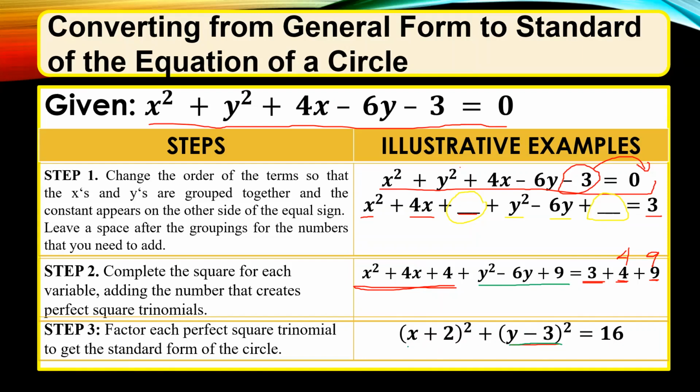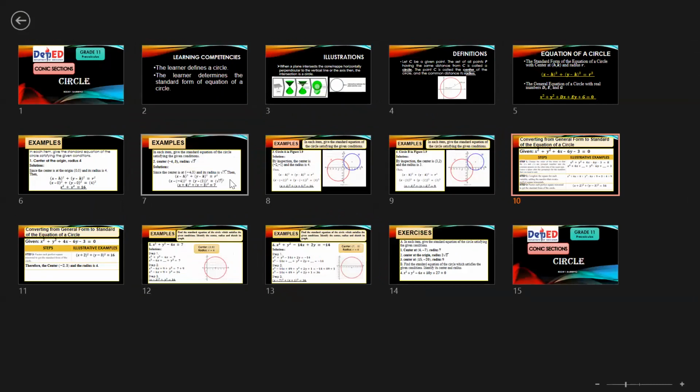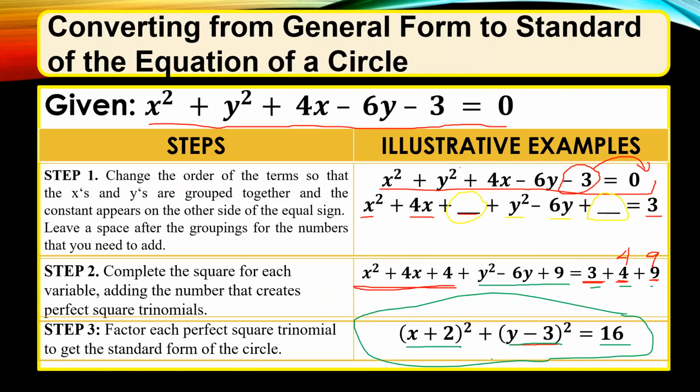And this one is the factor of x squared plus 4x plus 4. And we will add the constants: we have 3 plus 4 plus 9, that is 16. Therefore, the standard equation of a circle is (x + 2) squared plus (y − 3) squared equals 16. So this will be the standard equation of a circle. Again, this is the standard equation of a circle.